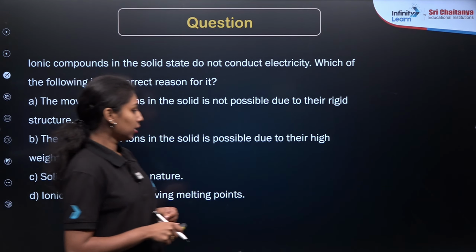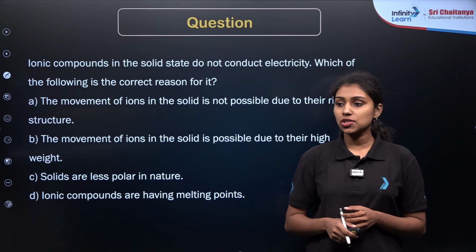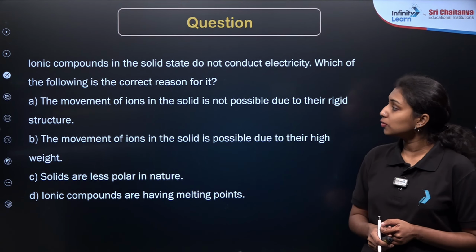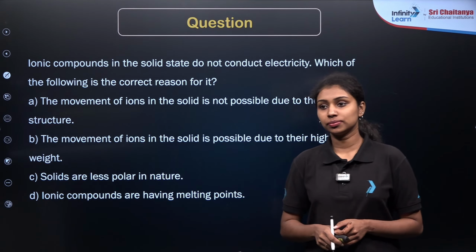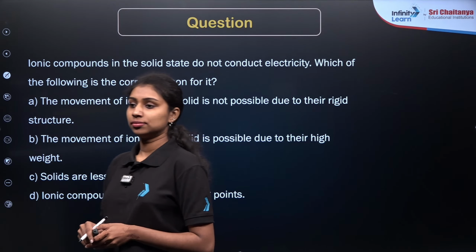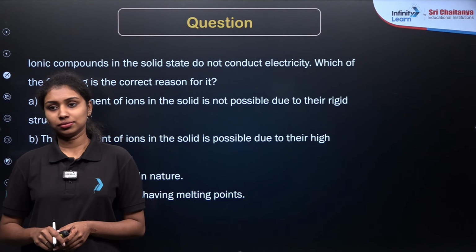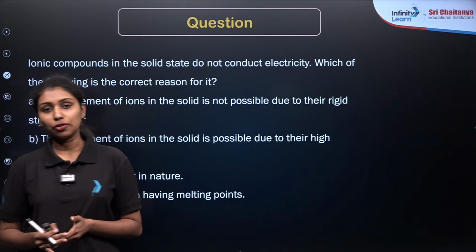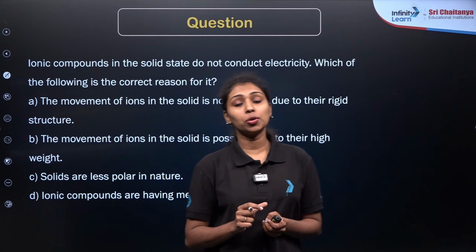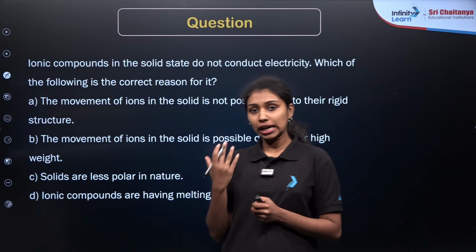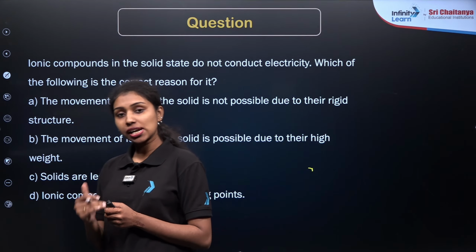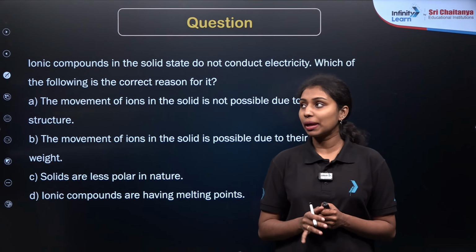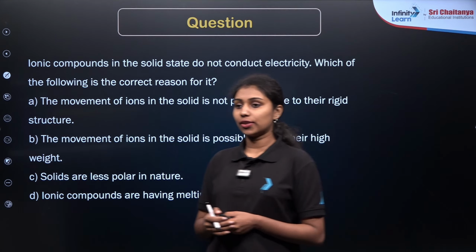Here is our next question. The question is based on the properties of ionic compounds. Ionic compounds in the solid state do not conduct electricity. Which of the following is the correct reason for it? Read the question carefully. While discussing the properties of ionic compounds, we have already seen ionic compounds do not conduct electricity in their solid state, but they will conduct electricity in their molten state or aqueous solution. What will be the reason behind that? Read the options carefully.